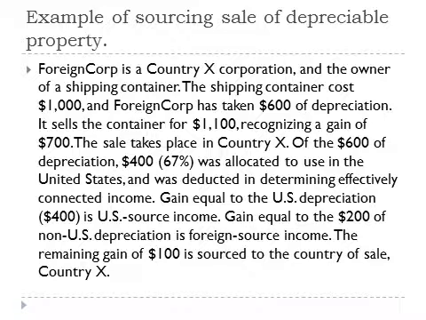Of the $600 of depreciation, $400, or 67%, was allocated to the use in the United States and was deducted in determining effectively connected income. Gain equal to the U.S. depreciation, $400, is U.S. source income. Gain equal to the $200 of non-U.S. depreciation is foreign source income. The remaining gain of $100 is sourced to the country of sale, which is Country X.